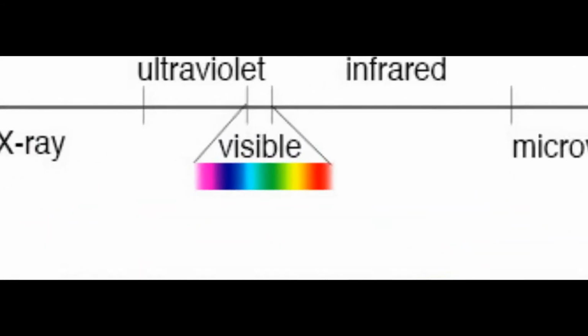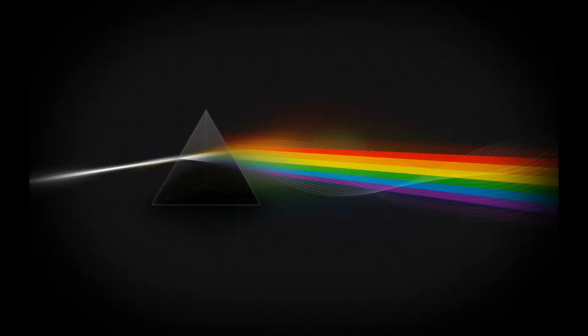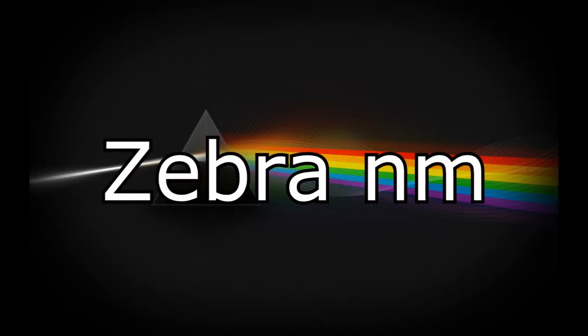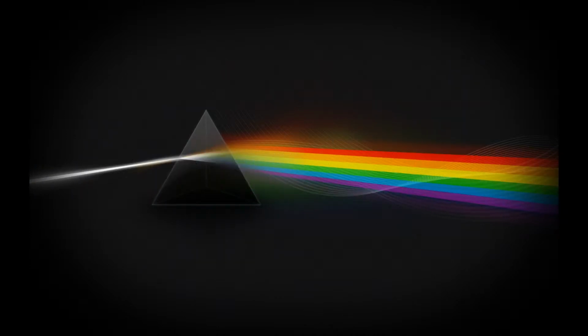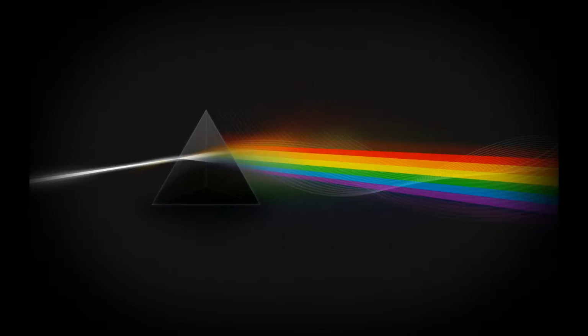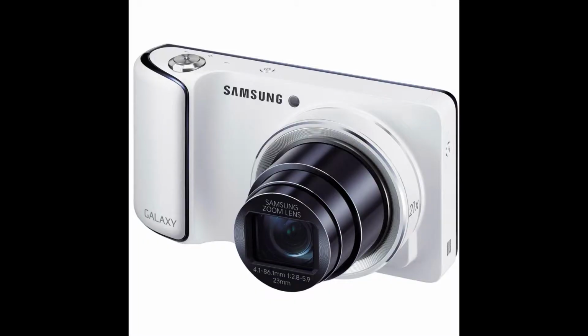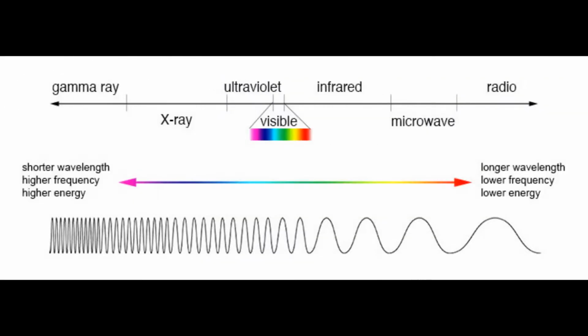Next along the spectrum is visible light. Visible light has a wavelength of 380 nanometers to 740 nanometers, and frequencies between 400 terahertz and 780 terahertz. Visible light is the light that we can see, hence the name visible light. We use visible light in anything that we need to see, like screens, photography, torches, etc.